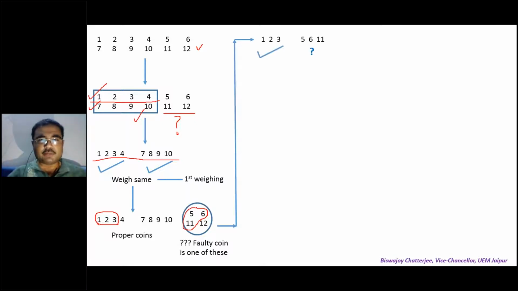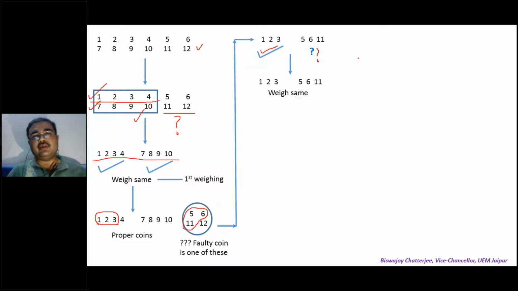So the next step is, I take 1, 2, 3, the 3 proper coins, on one side, and 5, 6, 11, the 3 doubtful coins, on the other side. So check this. I know 1, 2, 3 are proper, so the tick mark is there. And I know 5, 6, 11 is doubtful, so the question mark is there. So 3 coins doubtful and 3 coins proper. What to do? Put them on 2 sides of the weighing scale.